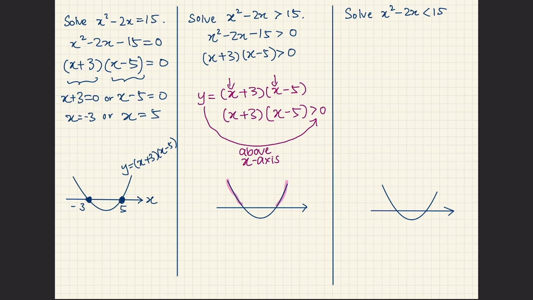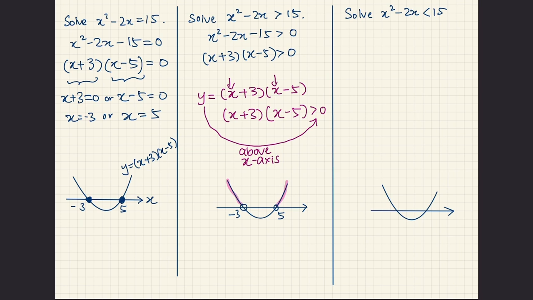We know that the intersections with the x-axis are negative 3 and 5. A small but important point is that the inequality here is a greater than relationship, so there is no equality. Therefore we use an empty circle for each of x equals negative 3 and x equals 5, to indicate that we don't want the exact values of 5 and negative 3, but we also want to show the intersection with the x-axis. So far so good. We've now identified the parts of the graph that we are looking for.